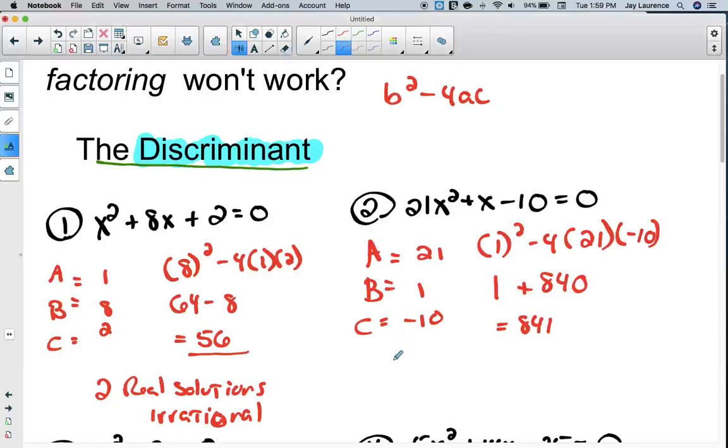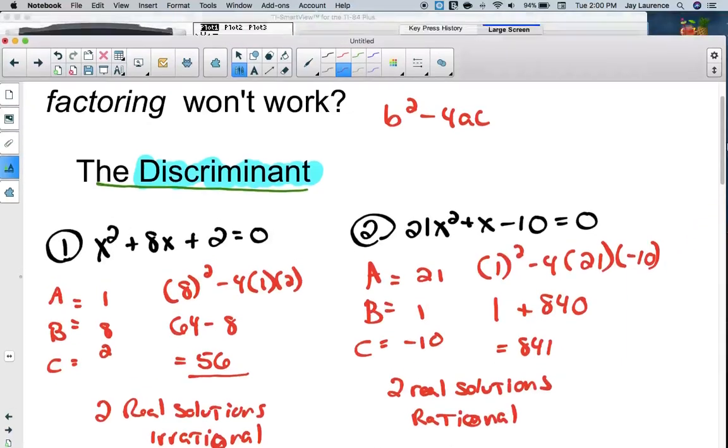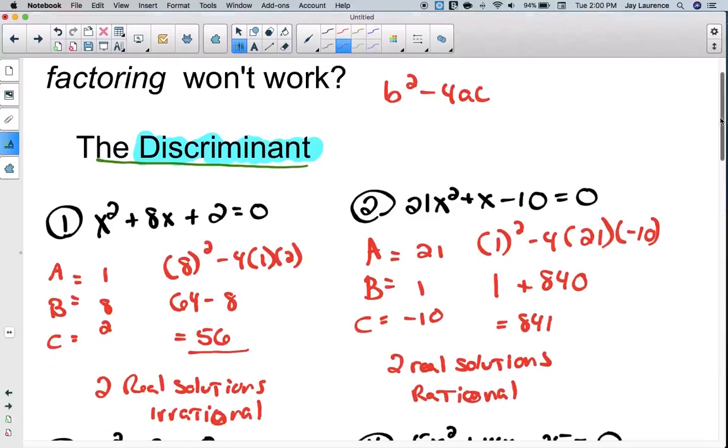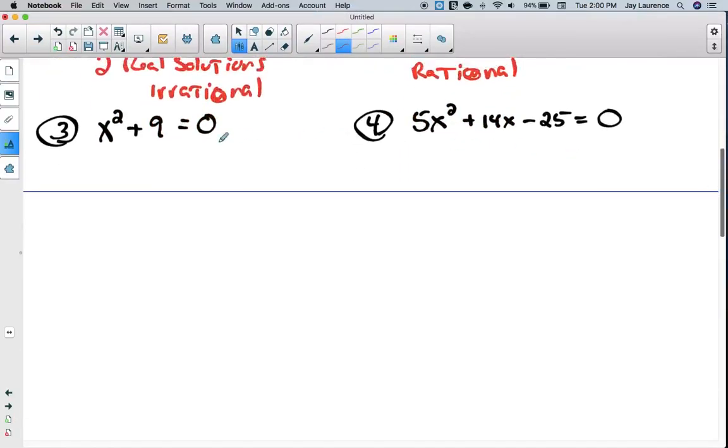So it's factorable, and there are two real solutions. And both solutions will be rational. They'll both be rational numbers. Rational. Okay.